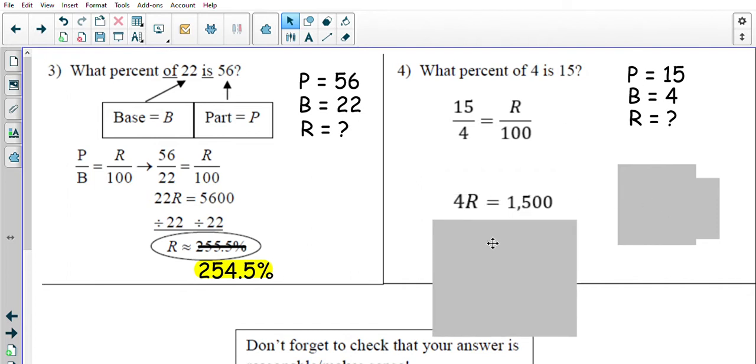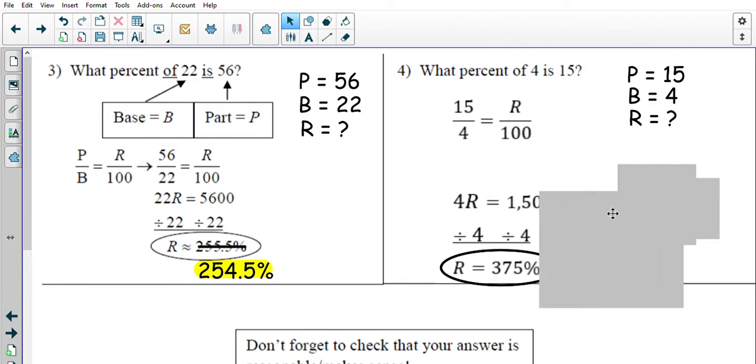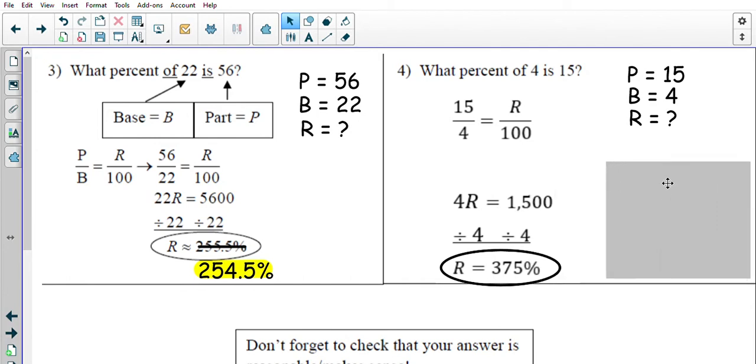4 times R is 4R. 15 times 100 is 1500. Divide both sides by 4. And you get a percent over 100%, 375%. That will happen when your part is bigger than your base, like it is for numbers 3 and 4.